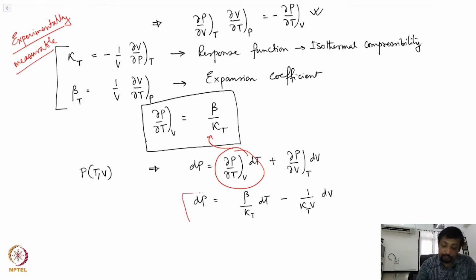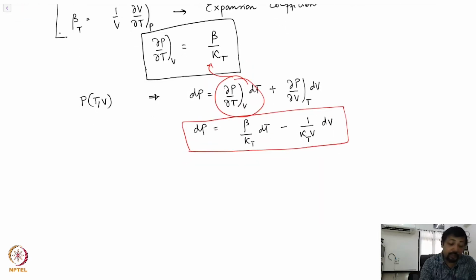So you see, now you have a very nice equation. You don't even have to know the equation of state. If you can measure these quantities experimentally, if you can measure kappa T and beta experimentally, you can find out how the system is going to behave, right? So if I change both T and V, then I know what is going to happen to this system, correct?